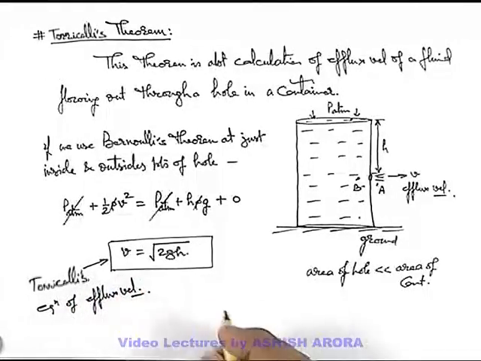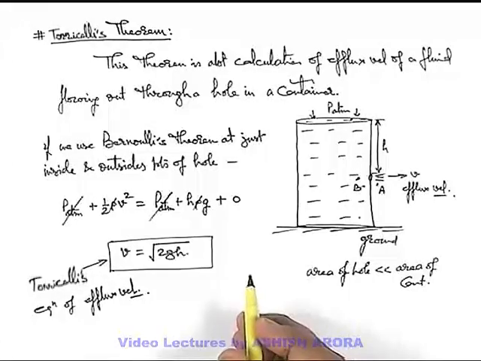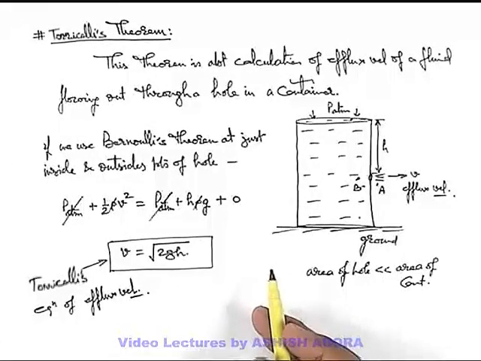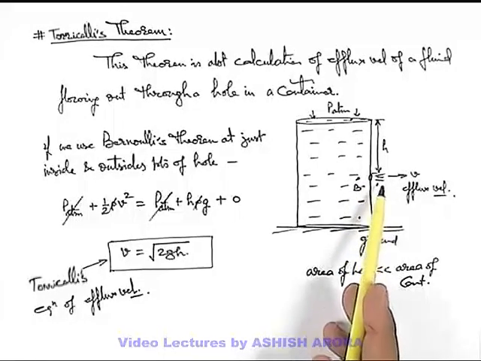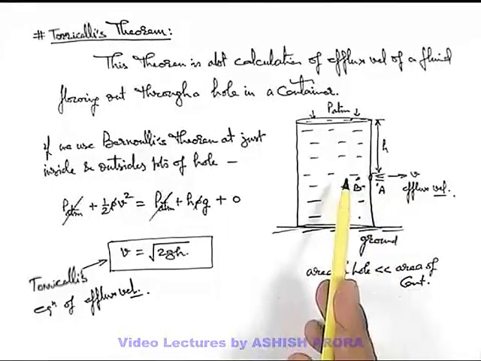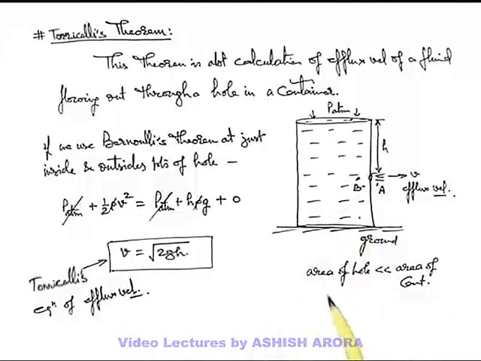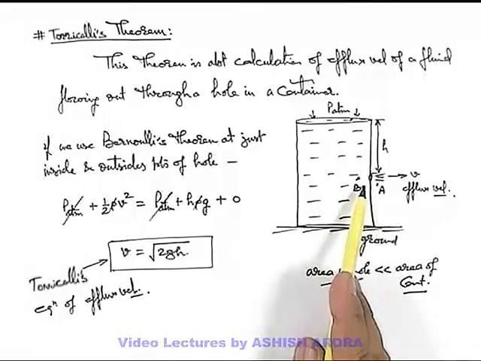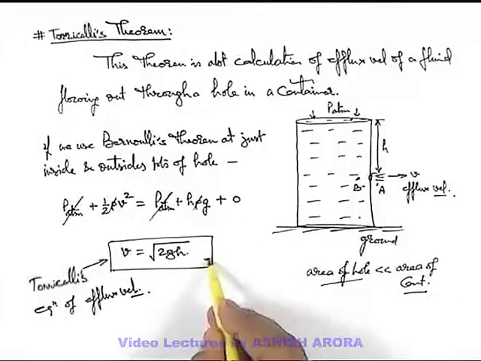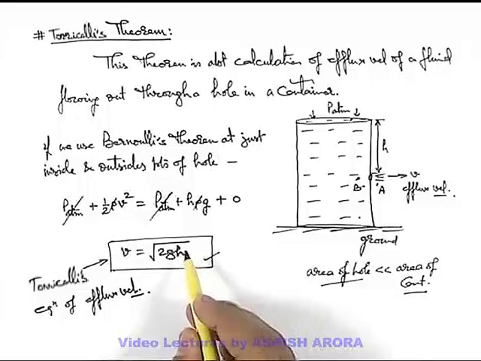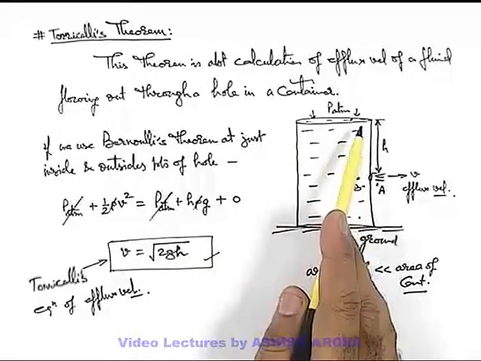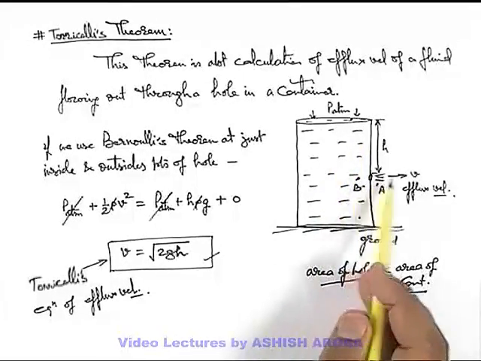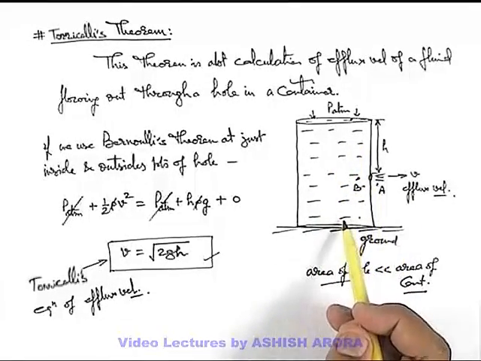And this equation we are going to use in different cases. Soon we are going to see a situation when the area of a hole is not very small. In that case, the efflux velocity will also depend on the area of the hole. But if we are given that the area of the hole is very small compared to the cross-sectional area of the container, then efflux velocity is given by this expression, and it is only dependent on the height of the free surface of the liquid up to which it is filled above the point from where efflux is coming out.